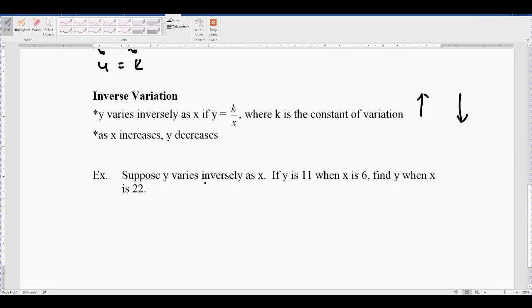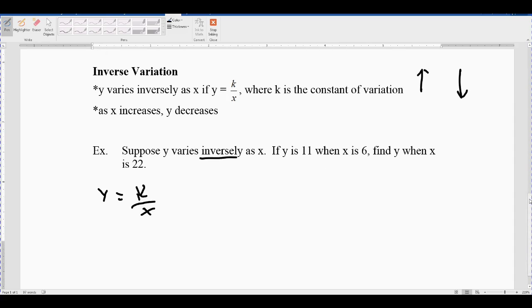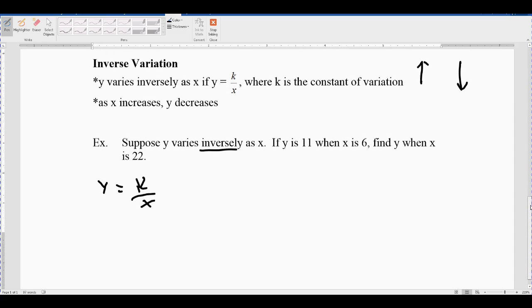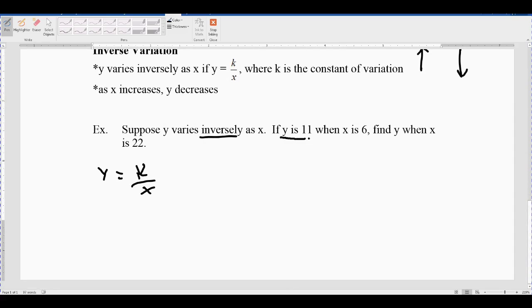You just got to remember the word inversely is a fraction problem. So once you see y varies inversely as x, that means you have y equals k divided by x. K is on top. K divided by, not k times. Direct is k times. Inverse is k divided by. So once again, we have this given, but we don't have k. So we're going to use that information when y is 11, x is 6, and that's going to help us find k.